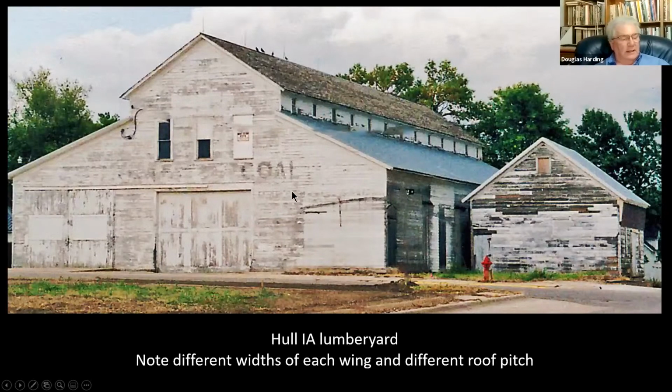This was because you don't need a full 24-foot wide wing to store 2x4 studs that are only 8 feet long. So you stored the shorter lumber on one side, and the longer sticks went on the other side. So you didn't have to build as much building and as much roof for storing your lumber.